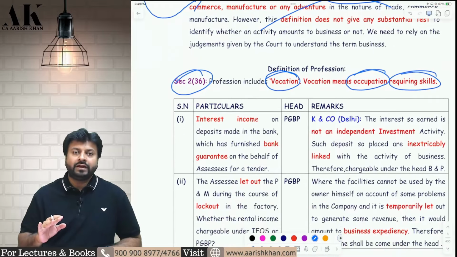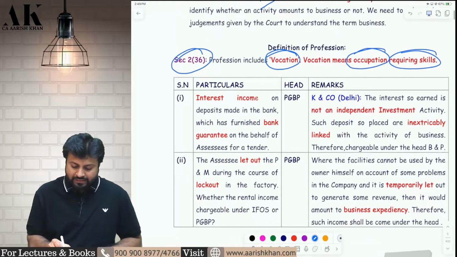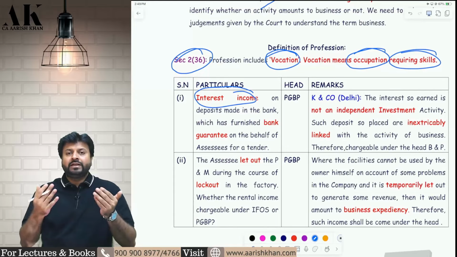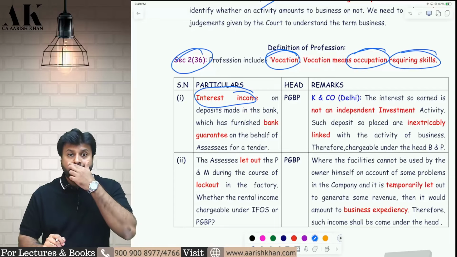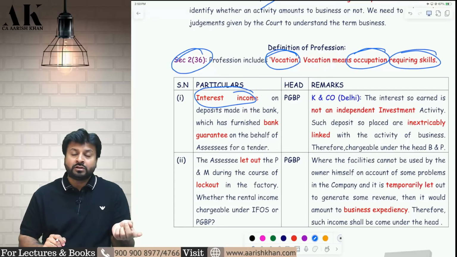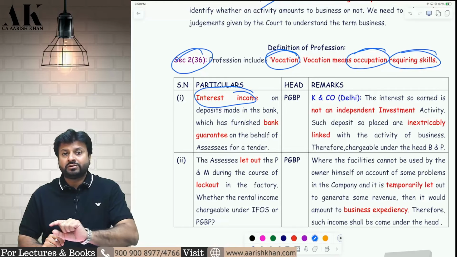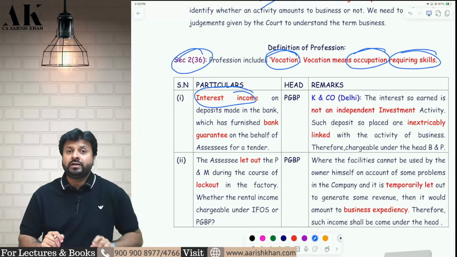We need to identify whether this income will come under business and profession or it will go under some other head. Like interest income. Whenever I ask somebody where will the interest income go, the first impression that will come to our mind is IFOS, income from other sources, but that is not always true. Interest income can come under income from other sources also. It can come under business and profession also. That depends upon in what capacity you have earned it.